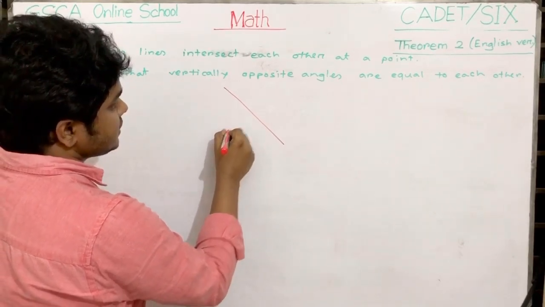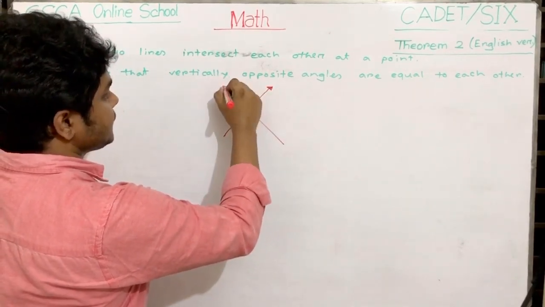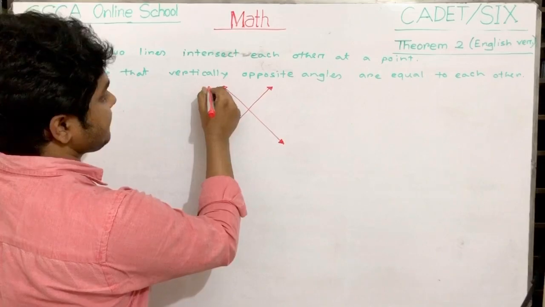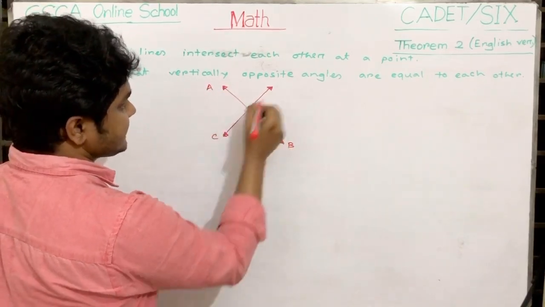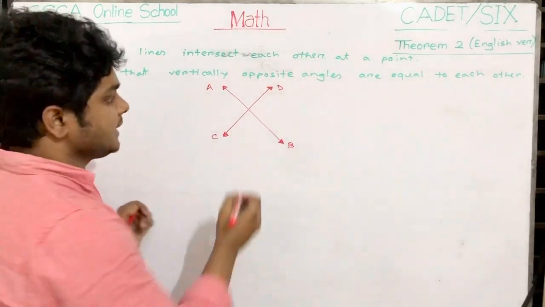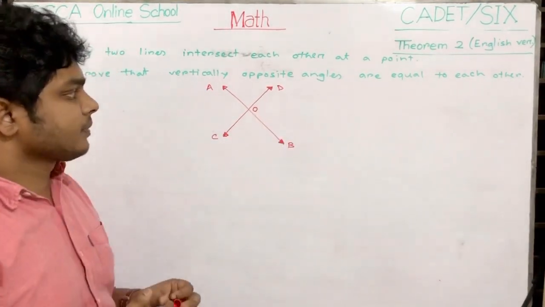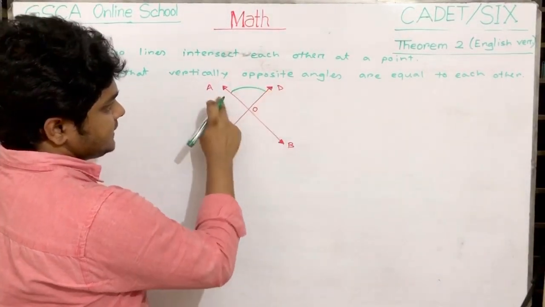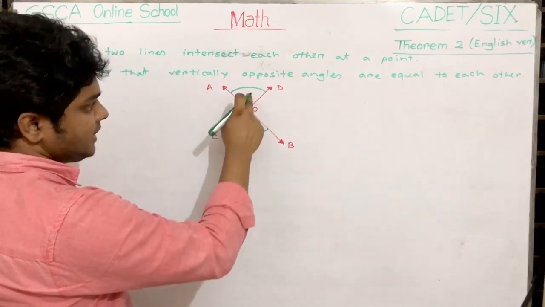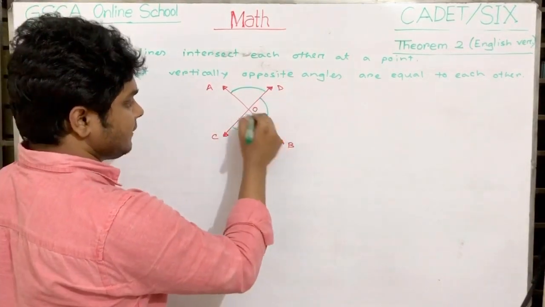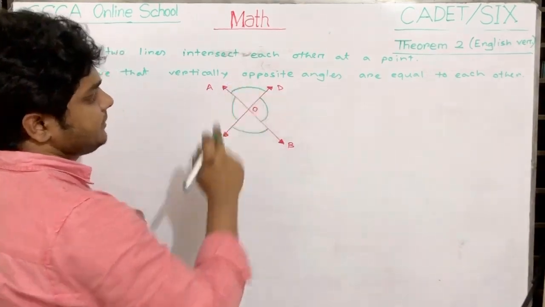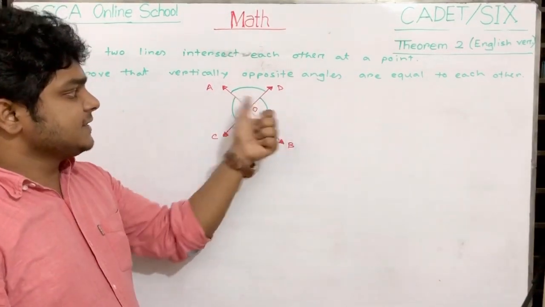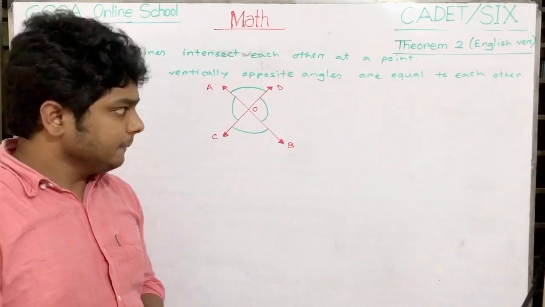What do we need to draw? We need to draw two lines, and these two lines will intersect each other at a point. AB and CD are two lines and they intersect at a point O. Now what are the vertically opposite angles? AOD and BOC, this pair is vertically opposite to each other, and this pair AOC and BOD also vertically opposite to each other. So we need to prove that these two and these two are equal to each other.